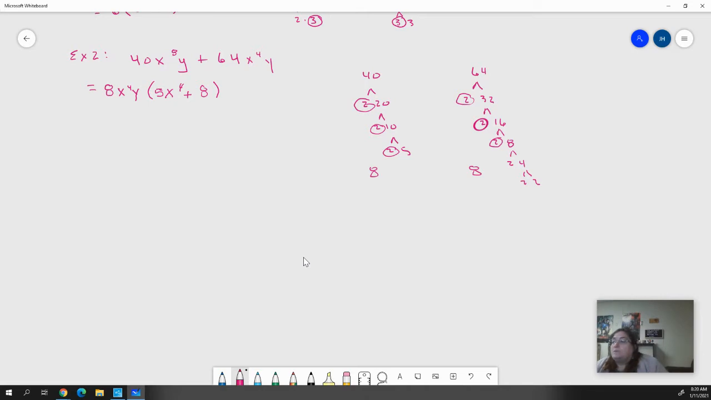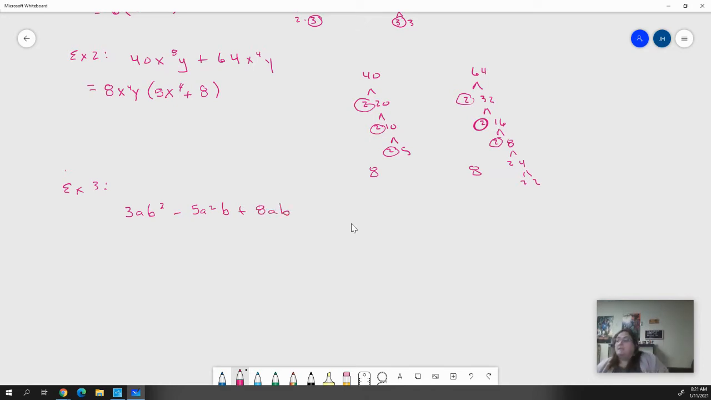So let's do one more of this type, and then we'll move on to the next type. So example 3, we've got, say I have 3ab squared minus 5a squared b plus 8ab.